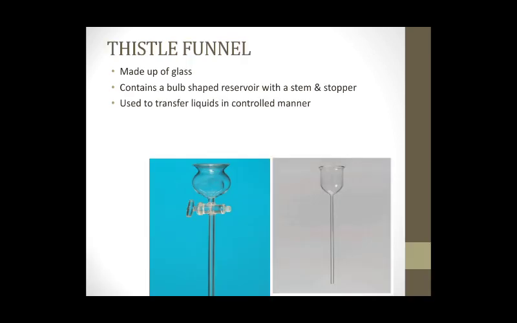Next we have thistle funnel. It is made up of glass as you can see here and it has a stopper, with a bulb, and is used to pour liquid in any apparatus in a very controlled manner. In some reactions we need to pour liquids drop by drop, so we use thistle funnel in that case.